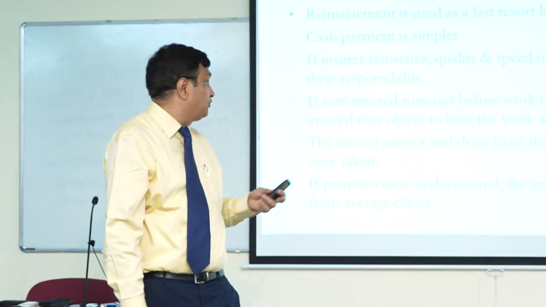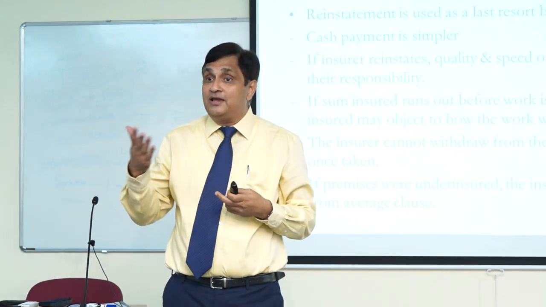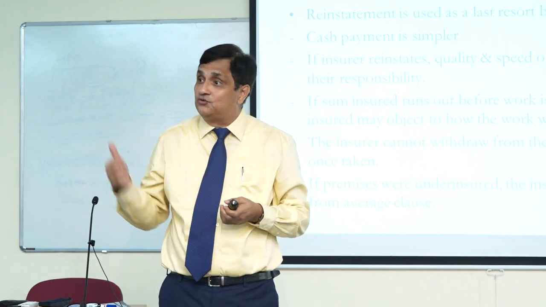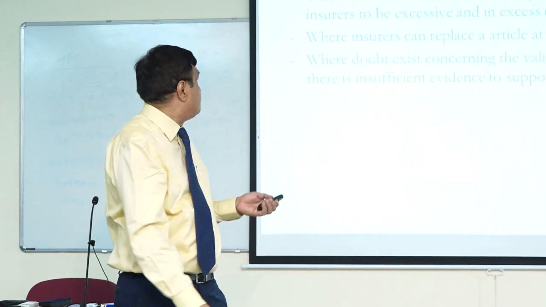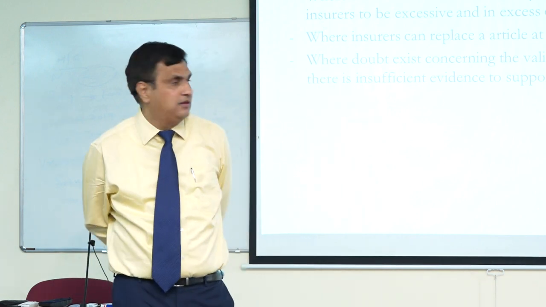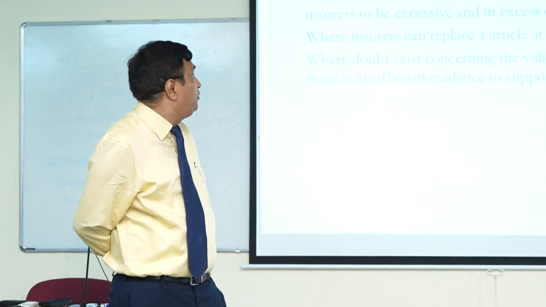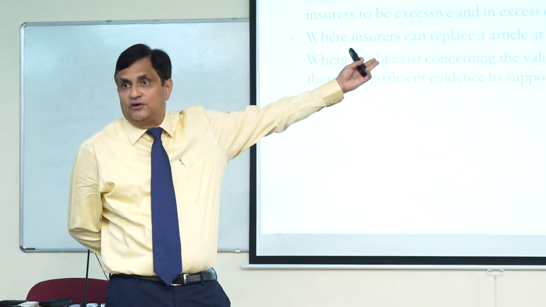If premises are under insurance, the insurer loses the benefit from average cost, because once he has taken over, applying under insurance becomes very, very difficult. So he loses that benefit. However, sometimes it's a viable option. When is it viable? Where the insured refuses to modify a claim considered by insurers to be excessive, and the cost to reinstate is excessive. That's what I told you.